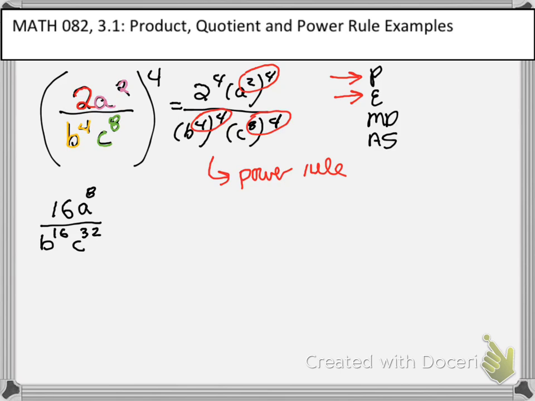If you're not comfortable with the power rule, you can go back and watch my intro video that explains the power rule. So again, let's look through our terms. We have a 16, but no other just numbers. We have a to the 8th, but no other a's. We have a b to the 16th, but no other b's. We have c to the 32nd power and no other c's. So there does not appear to be anything else we can do with this expression. So we are done. And that's it.